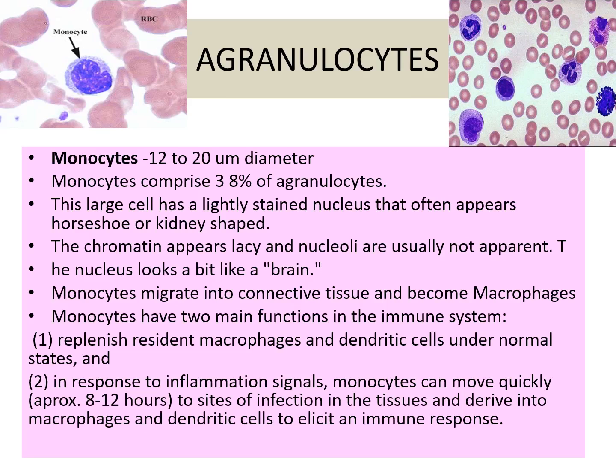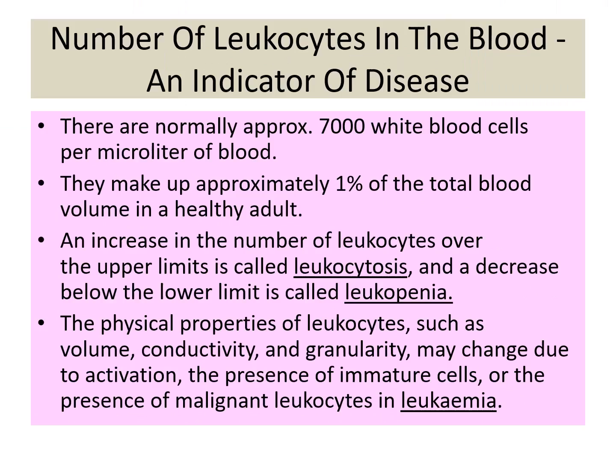Monocytes have two functions in the immune system. Number one, replenish resident macrophages and dendritic cells under normal state. Second, in response to inflammation signals, monocytes can move quickly to the site of infection in the tissues and differentiate into macrophages and dendritic cells to start the immune response.